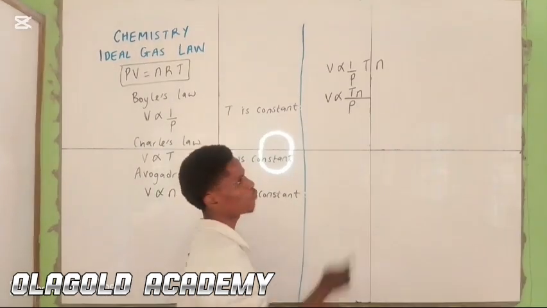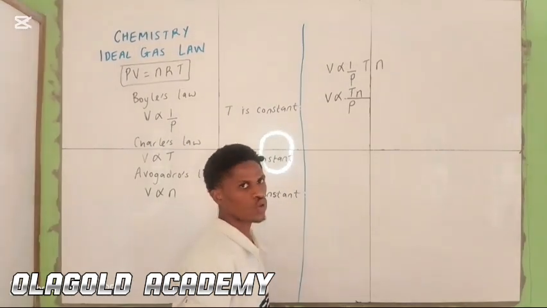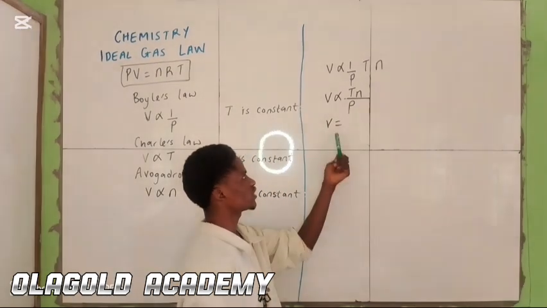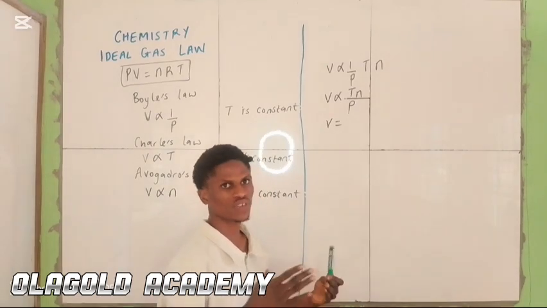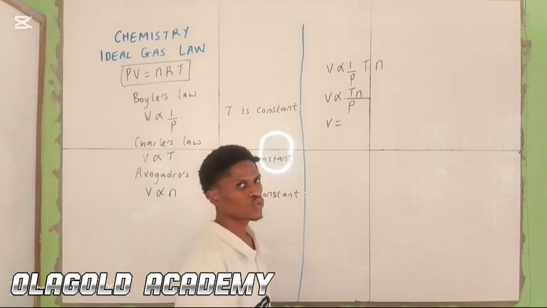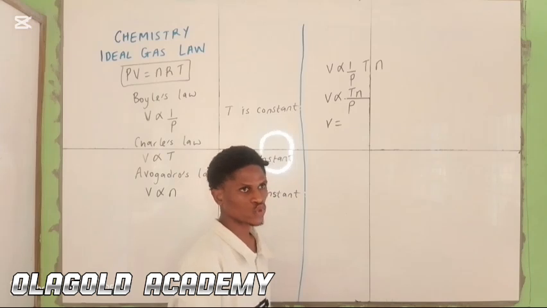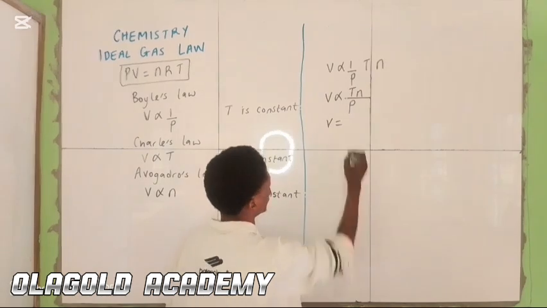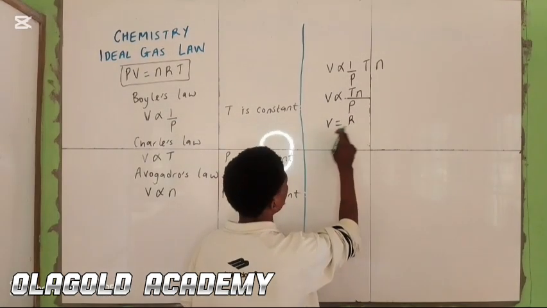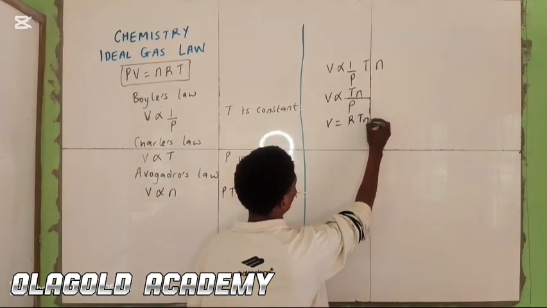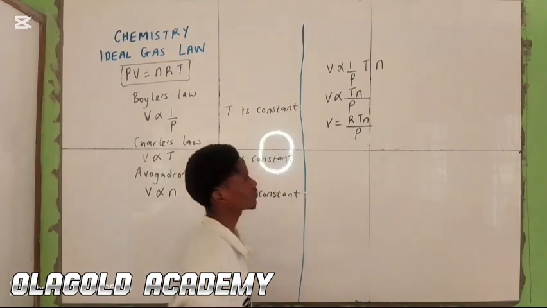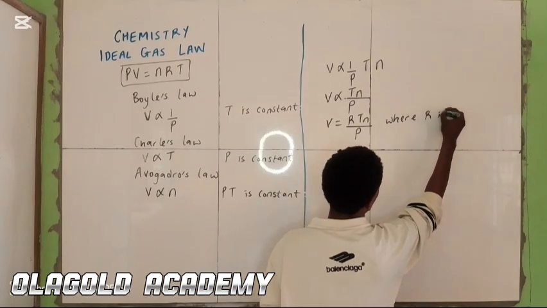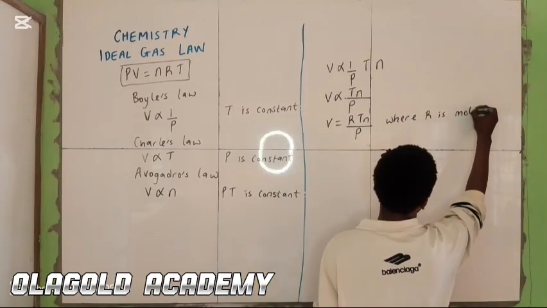To eliminate this kind of proportion, we need to introduce a constant. So we have V equal to, now in this case, the constant we introduce is not K, as in the case of Boyle's law, Charles' law, and Graham's law of diffusion, but rather the gas constant R. So we have V equals RTn over P, where R is the molar gas constant.